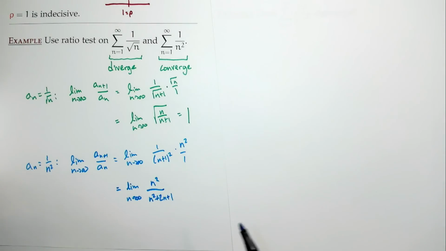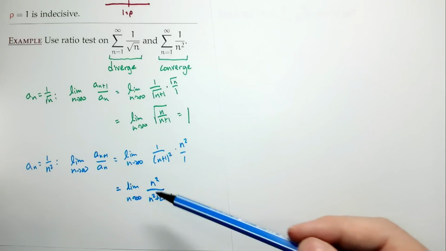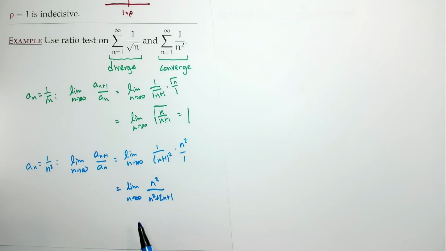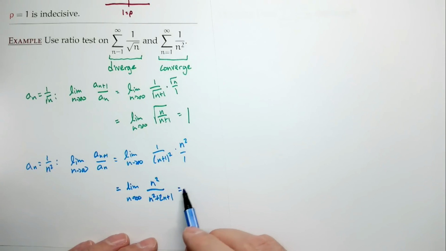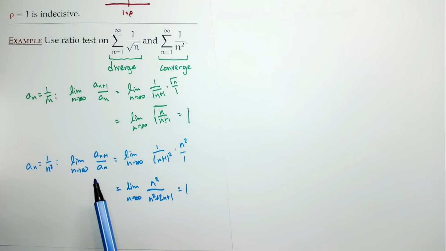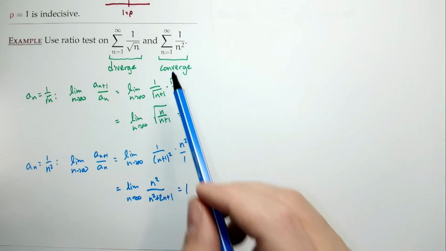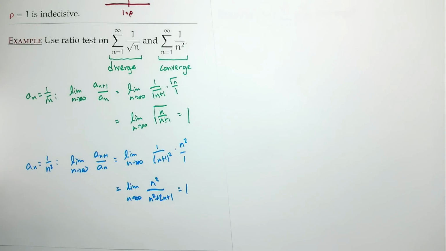Now you could do lots of things. You could do L'Hopital, you could just say multiply top and bottom by 1 over n squared. But in general, when you have a polynomial over a polynomial, and the leading powers are the same, so this is both degree 2, then the leading coefficients are what's going to be the limit. And so this is 1. So again, here's a case where the ratio goes to 1, but it converges. And that's why we say rho equals 1 is indecisive, because either thing can happen. It could converge or it could diverge. And so you want to be careful. You want to be the right amount of careful.